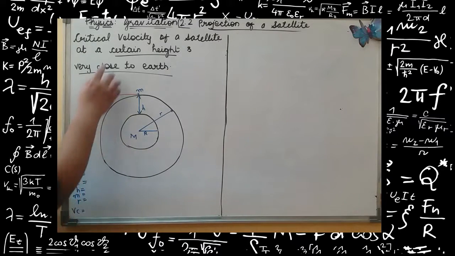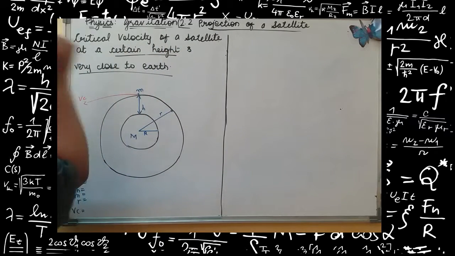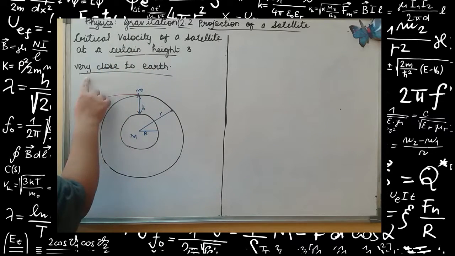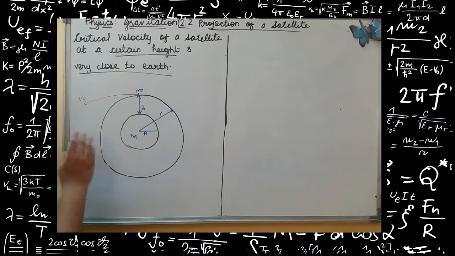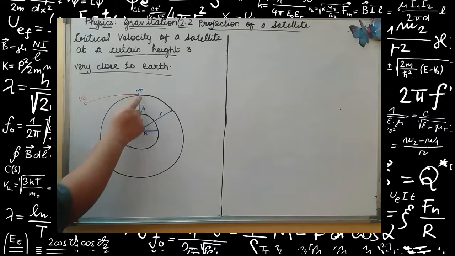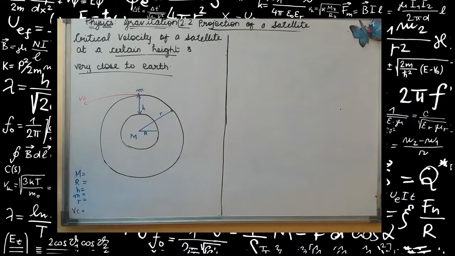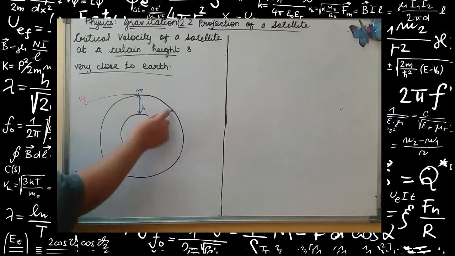Here we are going to discuss the critical velocity of a satellite at a certain height and the critical velocity of the same satellite when it is very close to Earth. First we will take the case of when the satellite is at a certain height. This is Earth. It will have some mass. Since the mass of Earth would be very large, we are taking it as capital M. Radius of the Earth is capital R. When the satellite is at a certain height, the height would be h, and it would have some mass, so small m. It would make an outer orbit.